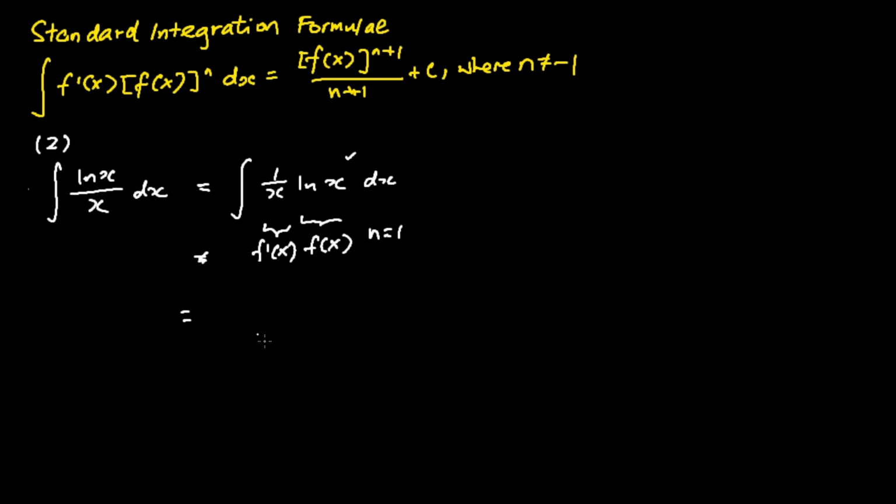Once I'm able to identify what is my f(x), f prime x, and n, I can move on to the next step, applying the standard integration formula. In this particular case, my f(x) is just ln x, and this is to the power of n plus 1, which is 1 plus 1, over my denominator, which is 1 plus 1, plus c. Further simplifying this answer, we get ln x to the power of 2 over 2 plus c.